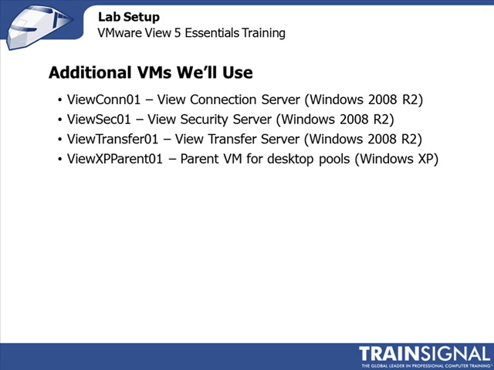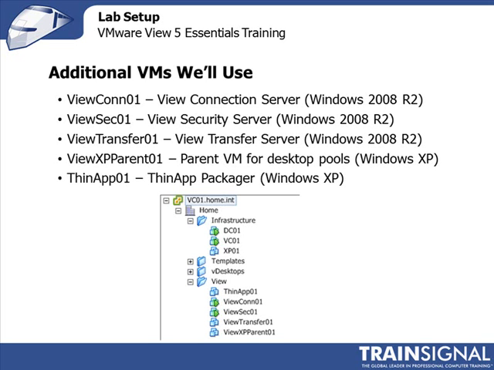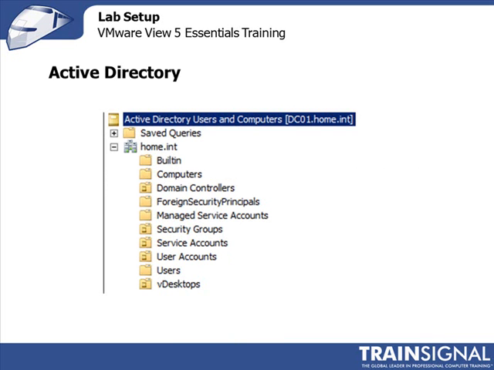ViewXP Parent01 is the parent VM that we'll use as the basis for our desktop pools. Now a Windows 7 machine would work equally well for this purpose, but due to the extra disk and memory requirements of Windows 7, I decided to go ahead and continue using Windows XP to try and keep my lab a little bit slimmer. And ThinApp01 is a Windows XP VM that we'll use for packaging our applications using ThinApp. Here's a quick view of the inventory of VC01 on the VMs and templates view.